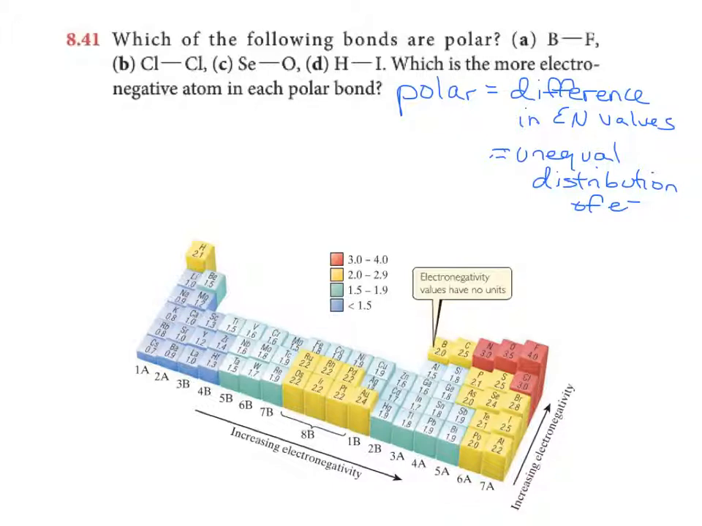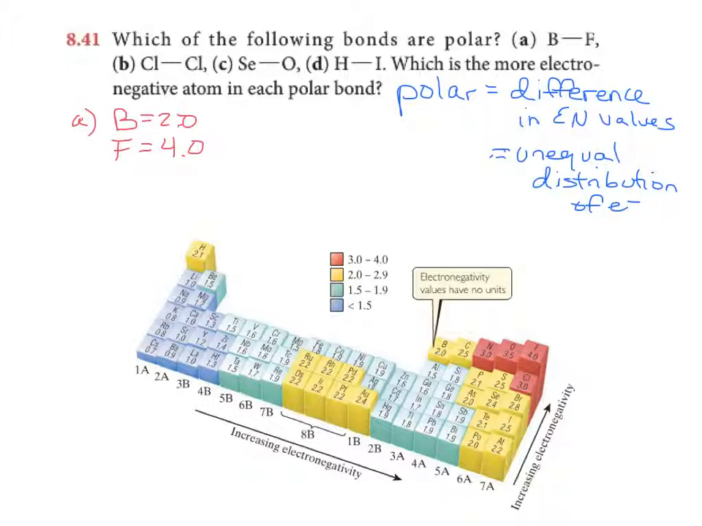Okay, so if we look at A, and we're looking at the values for boron and fluorine, I know some of you may not be able to read this chart real well, but for boron we have a value of 2.0, and for fluorine we have a value of 4.0. So is there a difference in electronegativity values? Absolutely, that is definitely a polar bond, and which one has the higher electronegativity? Fluorine.